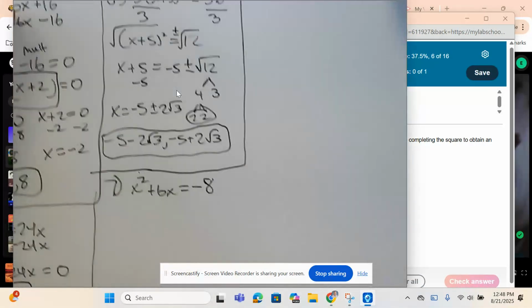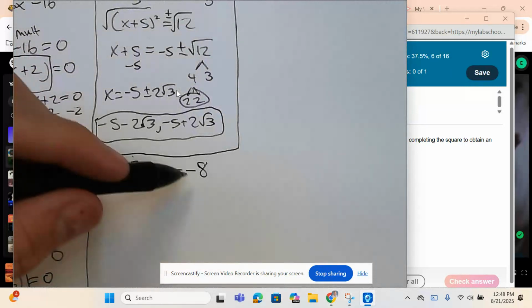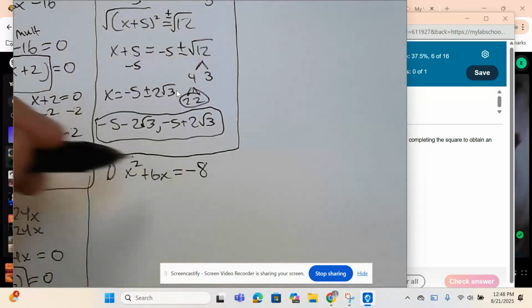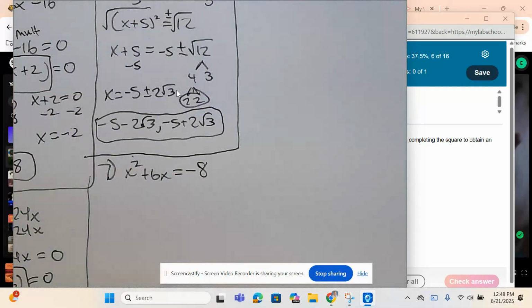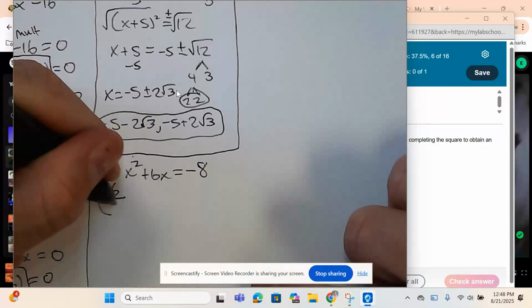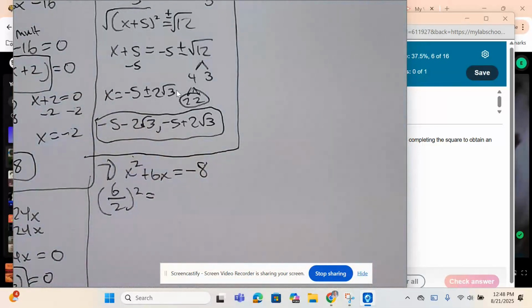Let's first get to the first step. You want the constant to be on the right. It is, so that's good. Next, if there's anything in front of x squared, we've got to divide through by it. There's nothing in front of x squared, so we're good. So now what you're going to do is take your b value, which is 6, divide it by 2 and square it. So take your b, divide it by 2 and square it.